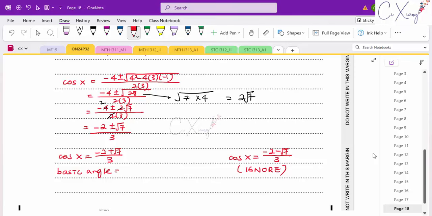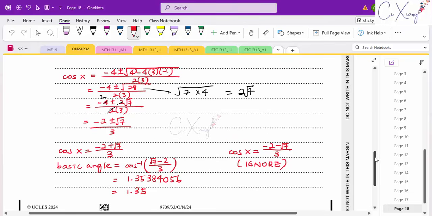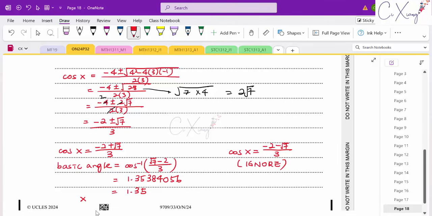Okay, then for this particular part here, I want to get the basic angle first for the equation. So the basic angle is cos inverse of the value here. Okay, so by right, you get the long value like 1.35384056. If you want to make it easier, you can just directly correct it to 3 significant figures. But later when you do any calculation, still keep it as a long value. When you write it out, you can write it short. But when you want to press the value in the calculator, you have to keep it long.